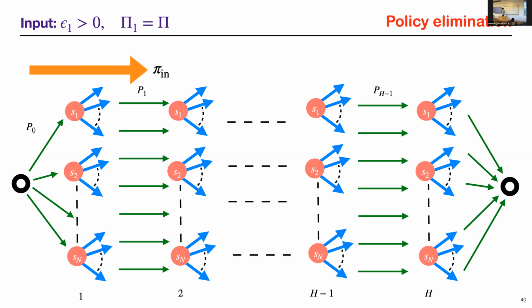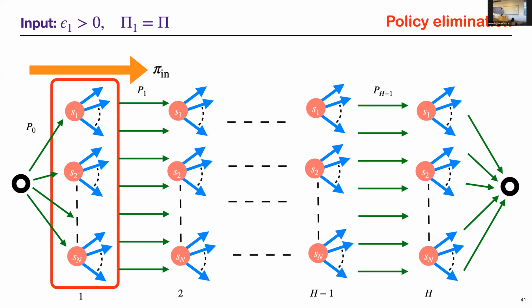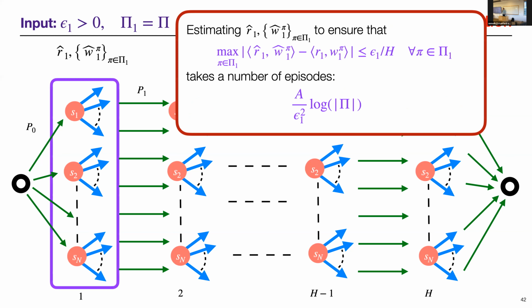And so now this algorithm is going to be a little different. Instead of starting at the end, which both optimism and action elimination do, for policy elimination we're actually going to start at the beginning. We're going to run some policy pi_in, and we're going to start to estimate W hat 1 and R hat 1, just as we were doing on the previous slide. And that's not going to take many episodes. Just A over epsilon squared, log of pi. This is familiar because this is just the contextual bandit rate.